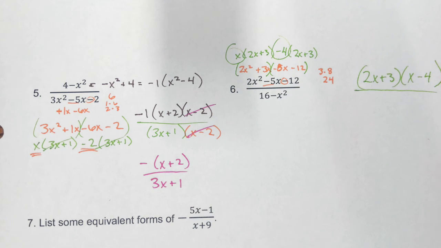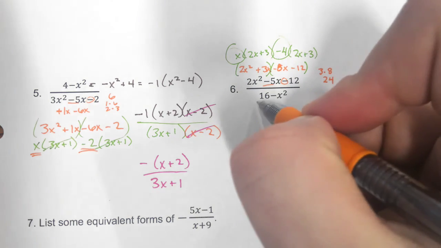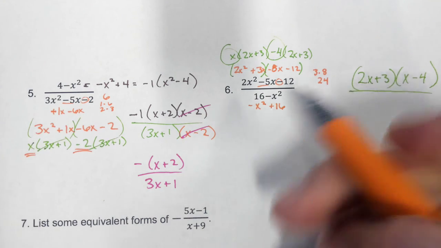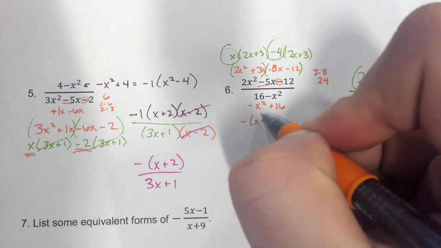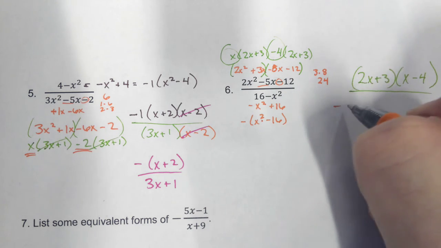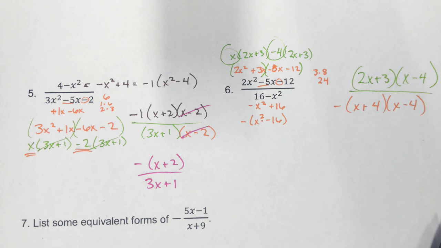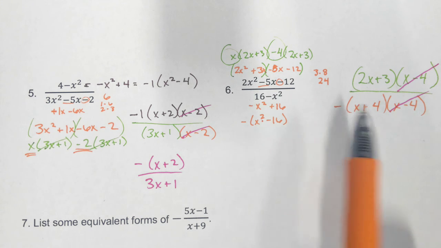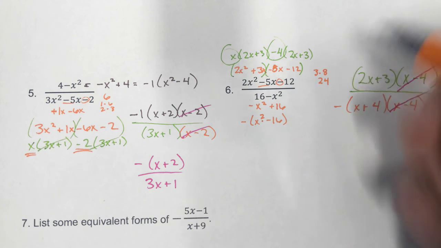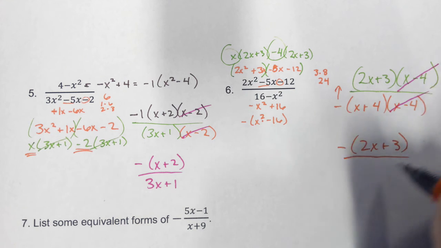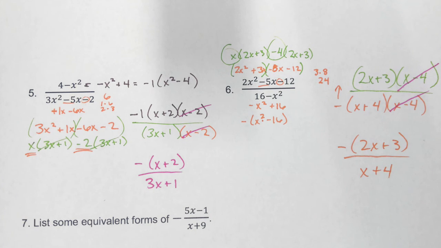And the denominator, again, I see that it's in the wrong order, so I'm going to rewrite it as negative x squared plus 16. Don't want my first term to be negative, so I'm going to factor out the negative. X squared minus 16 factors to the negative x plus 4 times x minus 4. And that's great. Those minus 4s cancel. And then I would not leave that for my final answer. The negative in the denominator is awkward. Float it up to the top. Negative 2x plus 3 over x plus 4 in the denominator.